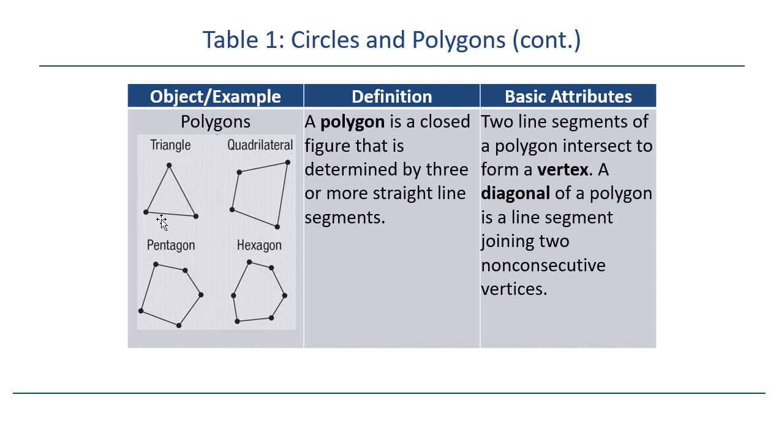Any place where 2 sides come together, so all these little black dots, those are called a vertex. And then any time you connect 2 non-consecutive dots, so if we connected this dot down to this dot, that would be considered a diagonal of a polygon. It doesn't have to go all the way across, right? We always think of diagonals usually in squares and rectangles of connecting opposite corners.